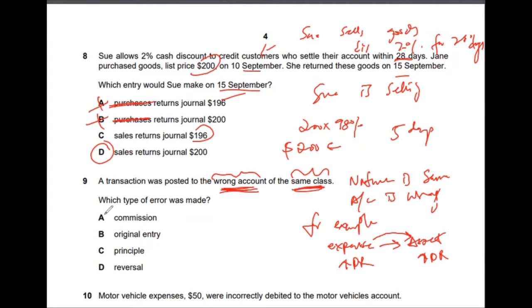So the error in this case is option A, error of commission. This is not an original entry error or an error of principle, or even a reversal. Another example of wrong account, same class, would be debiting the wrong customer account. That's again the same nature of account, but you debited or credited the wrong customer account. So the answer to multiple choice 9 is option A.